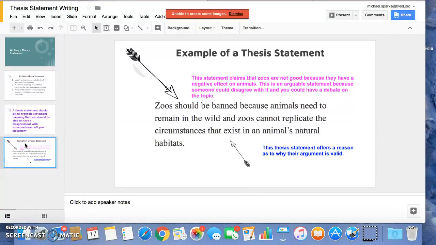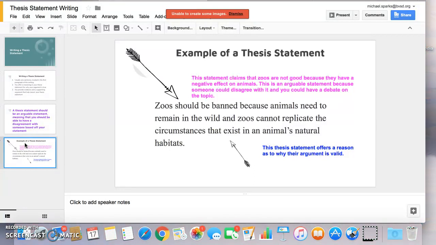This concludes our lesson on thesis statements. Please practice writing a thesis statement using this presentation as a way to gauge and assess your own writing.